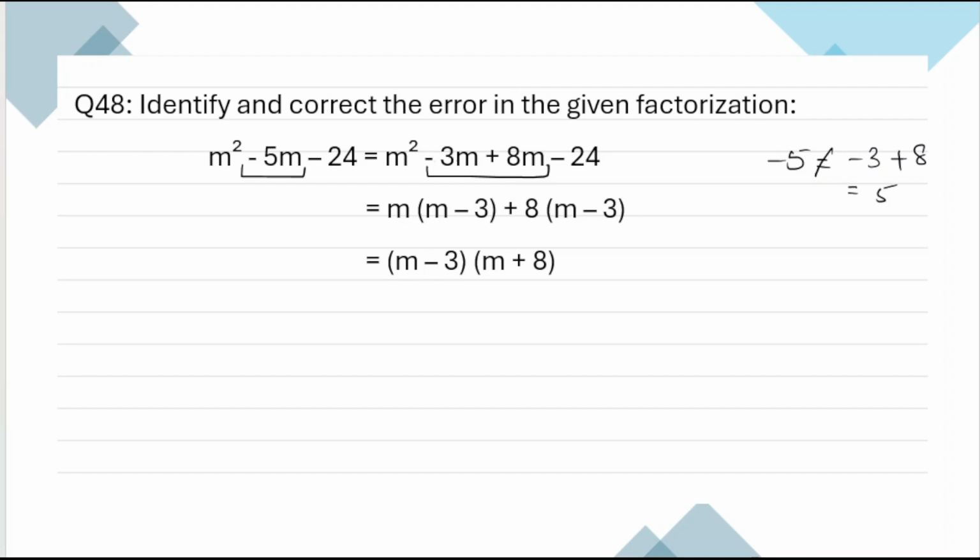So what is the error? The error is actually this minus 3 should have been plus, and this plus 8 should have been minus. Why? Because minus 8 plus 3 gives me negative 5. Now these two are wrong. So of course this one will be plus 3, and then here it will be minus 8, and then this also will become plus 3. So my two brackets will be m plus 3 and m minus 8. So this would be plus and this would be minus.